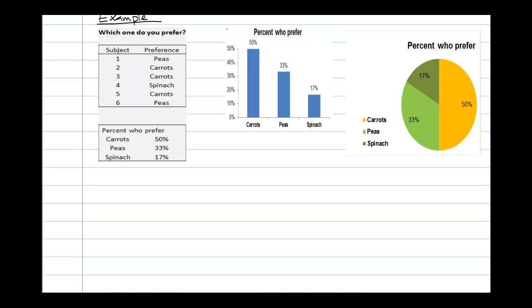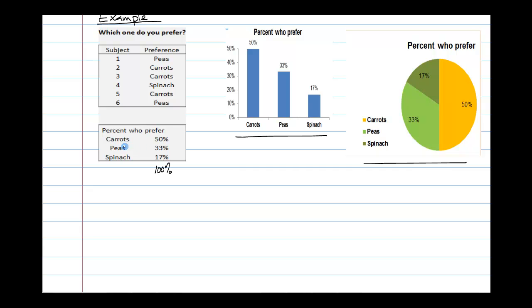So in this particular case I have half of my 6 subjects, 3 out of 6 subjects that prefer carrots. Okay, 33% prefer peas and 17% prefer spinach. And if you notice, these sum to 100%. Now here I have 2 cases that I can go with for a graphical display. I could go with a bar chart, which is what we have here, and or I could go with a pie chart. Now again, the second table shows the answers to just one question.